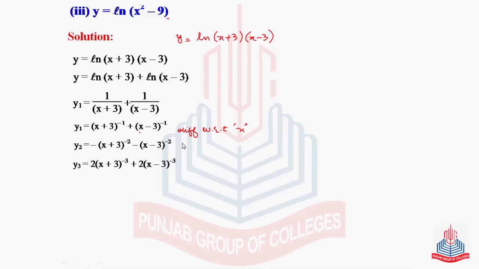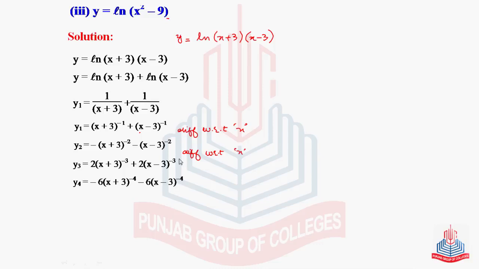Again for the third derivative, simply using the power formula, we differentiate again with respect to x. We have this minus 2 multiplying with the minus, which will be 2, and x plus 3 with power minus 2 minus 1, which is minus 3, and similarly minus 2 multiplying with minus 2 will become positive 2, and x minus 3 raised to the power minus 3.